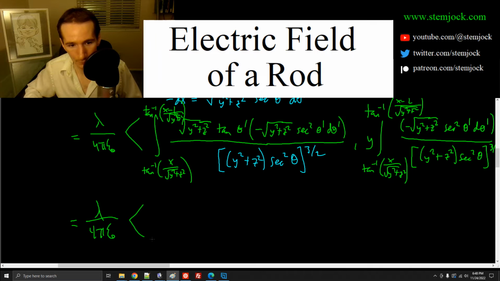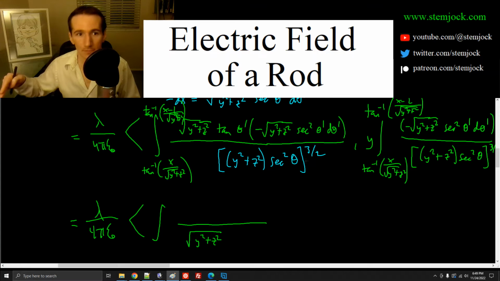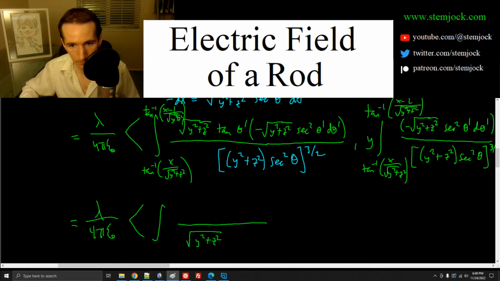So I'm just going to have the integral, and on the bottom here, it's going to be square root y squared plus z squared. And now I'm going to have secant cubed theta. Secant squared divided by secant cubed is just going to be 1 over secant theta prime. 1 over secant theta prime is going to be cosine. And cosine theta prime times tangent theta prime, that's just going to be sine theta prime.